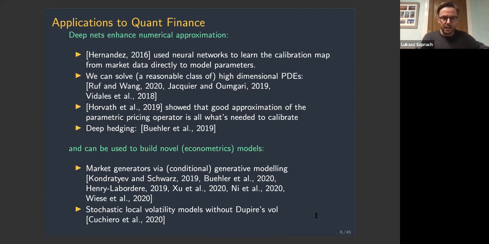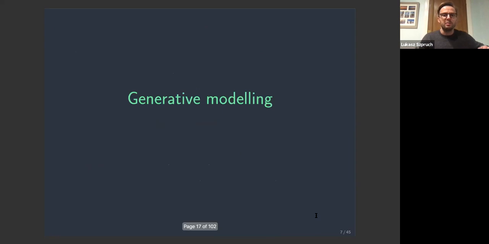And there is recent work by Josef Teichmann and Christa Cuchiero on combining neural networks with SDEs to do the calibration without computing the pair vol. So this is quite related to what I will present today.